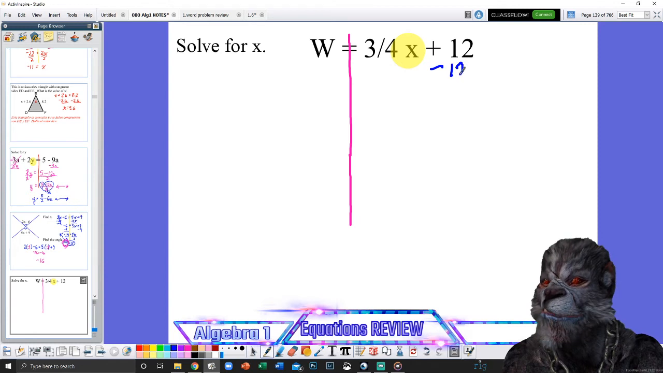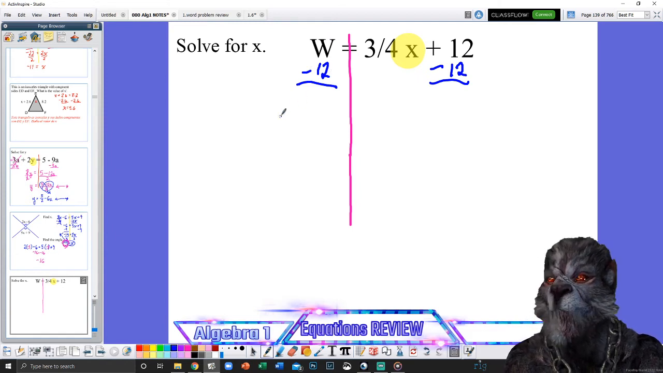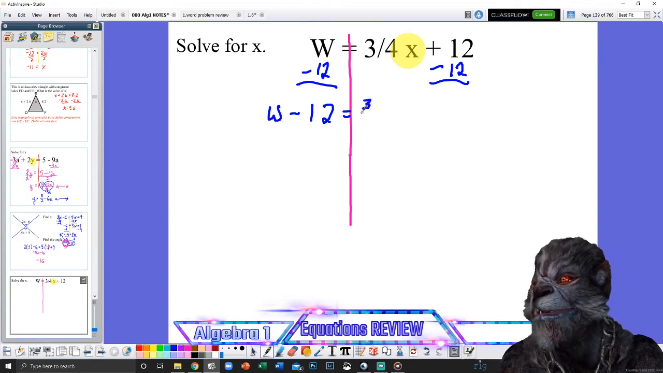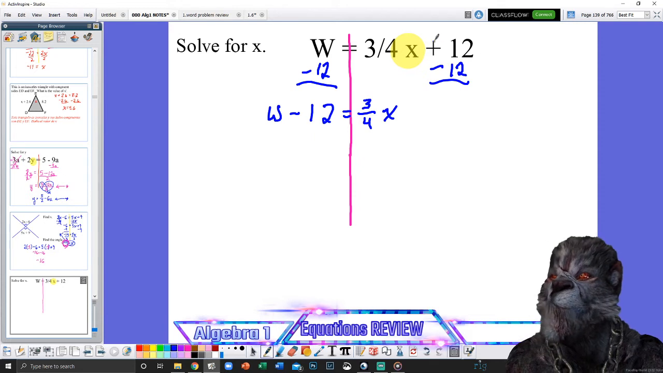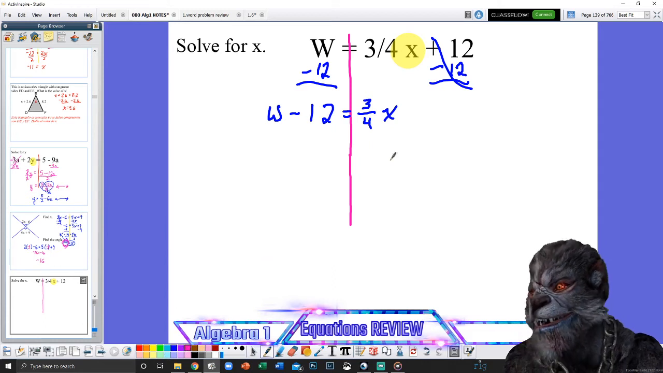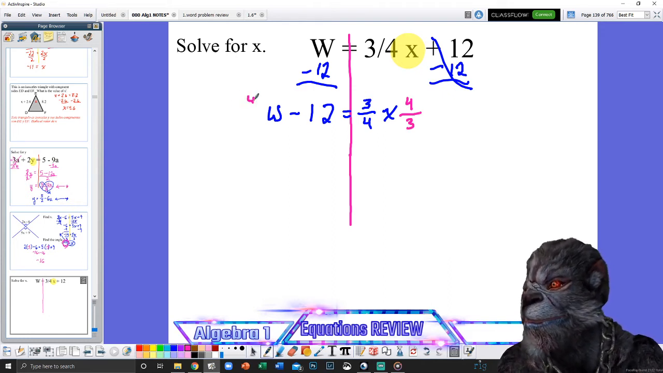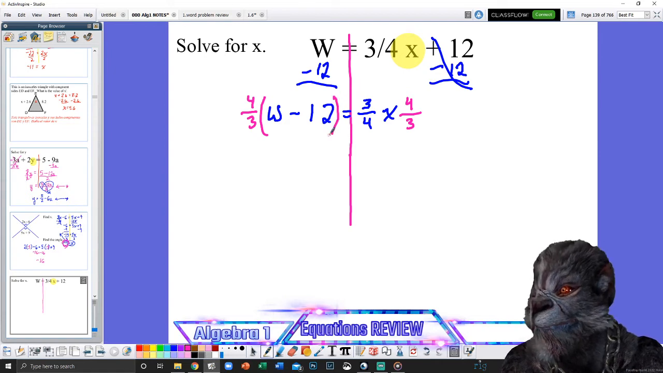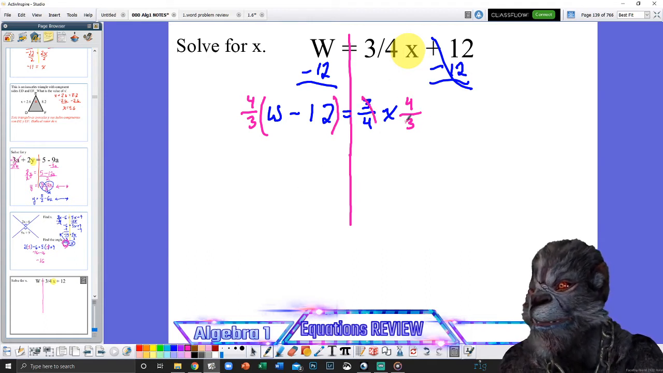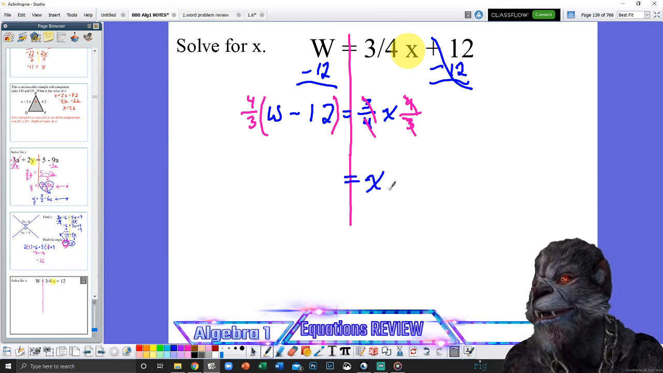12 is on the same side as x, so we're going to subtract it from both sides. Then look, w minus 12. You cannot combine those, so I just copy w minus 12 and copy 3 over 4x. Those canceled. Now I have 3/4 touching my x. I don't want a fraction touching my x, so I smack the fraction so that 4 is on top, 3 is on the bottom. 4 over 3 to this whole thing gets multiplied. Since it's the whole thing, I'm going to put parentheses around it. Okay, so 3 cancels, 4 cancels. I have my equal sign and an x.